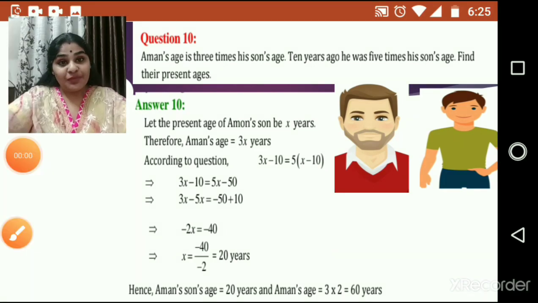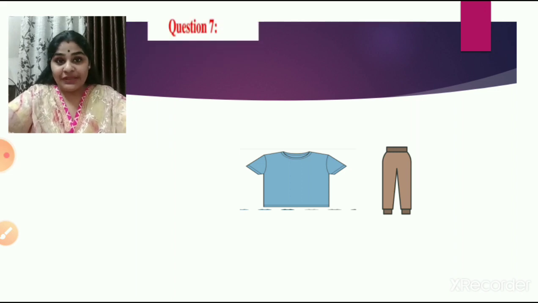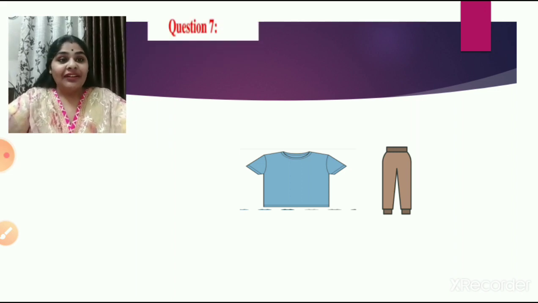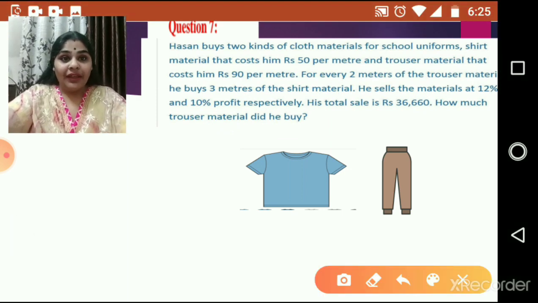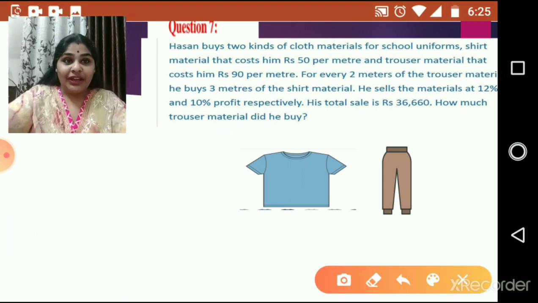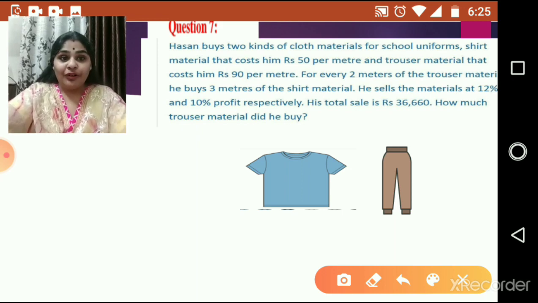So let us begin with our next sum. That is our last sum of this exercise. That is question number 7 was remaining, children. So let us start. Hassan buys 2 kinds of cloth material for school uniform. So shirt material that cost him rupees 50 per meter. Now this is material, children. For shirt, it cost him 50 rupees per meter.